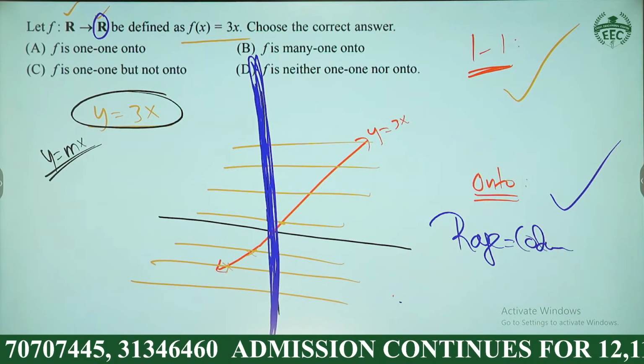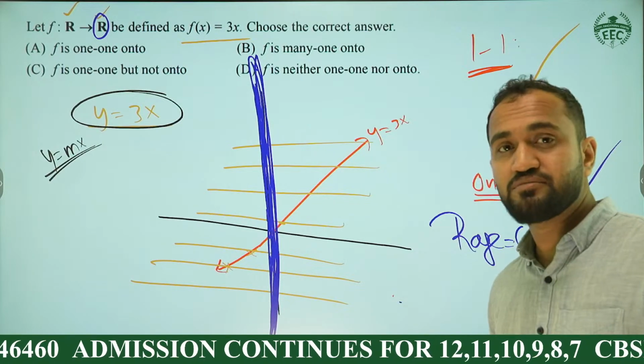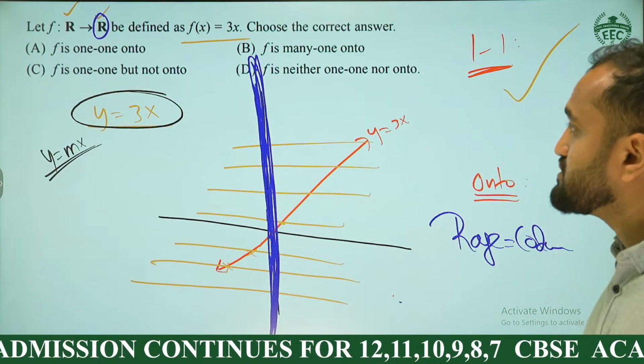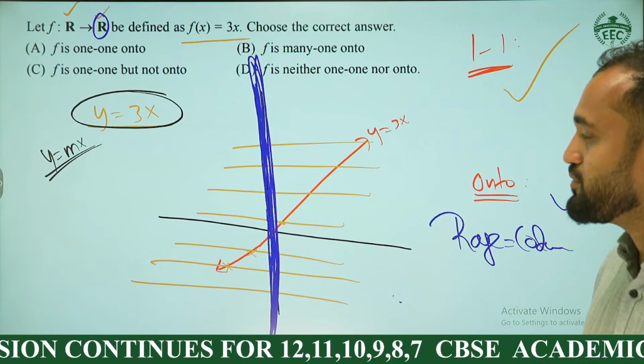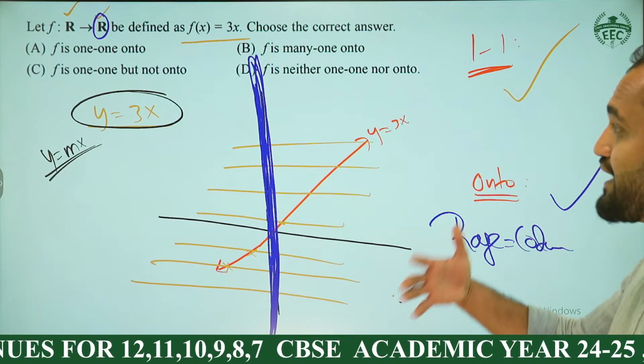Clear? But remember, this can be applied only for 1 mark MCQ. You can never answer using this method for 2 mark or 3 mark descriptive types of questions where we need algebraic explanation.